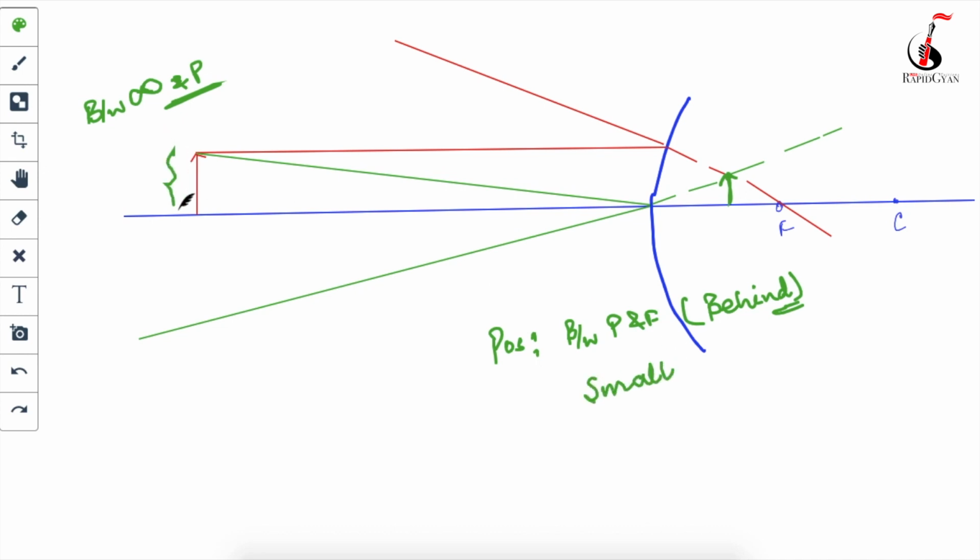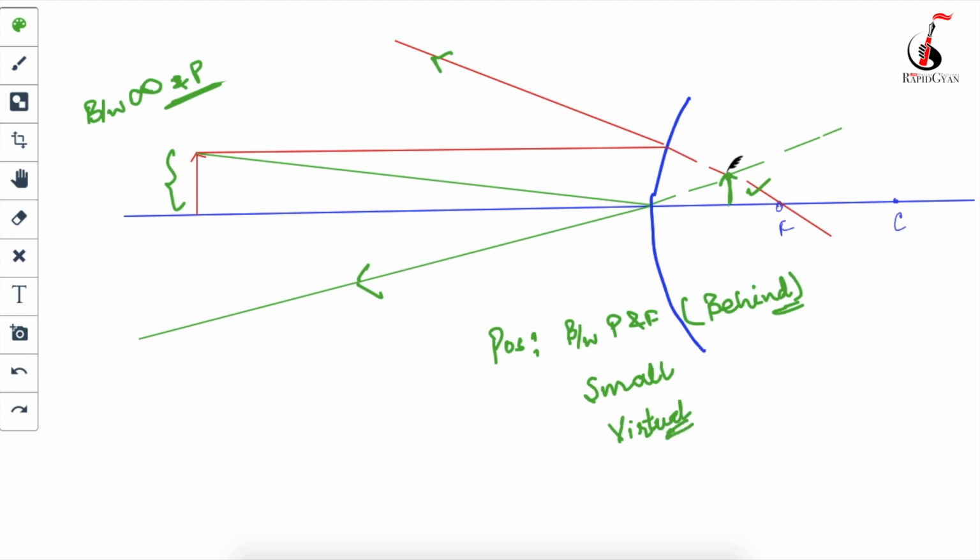See, this is the size of the object and this is the size of the image. Size is small. Is it real or virtual? It's virtual, because the two reflected rays are not intersecting each other in actual. See, one reflected ray is this, another reflected ray is this. So we know on the left hand side they are never going to intersect. So they are intersecting virtually. So that's why we will say those are the virtual images.